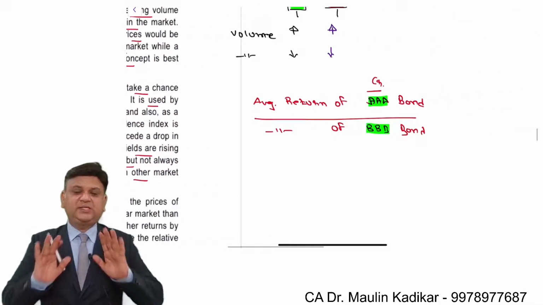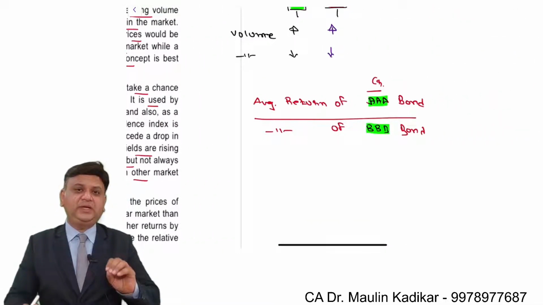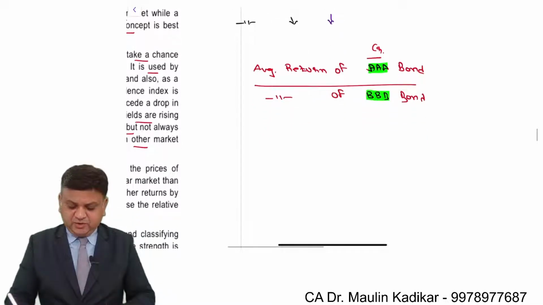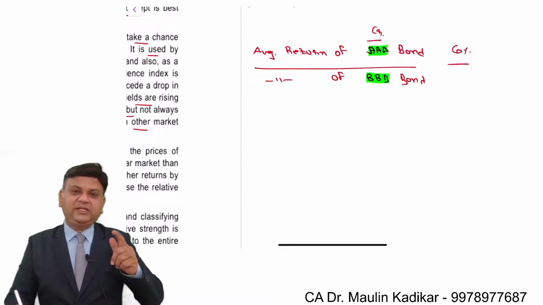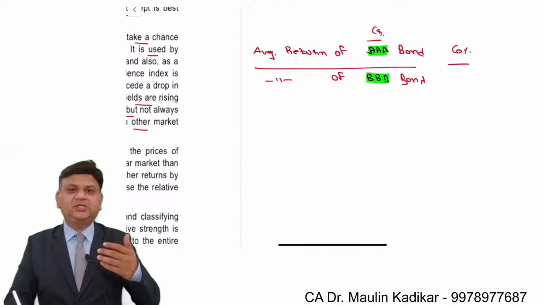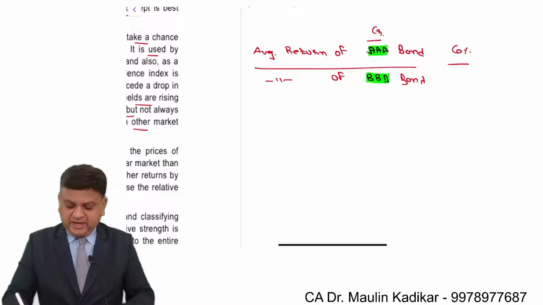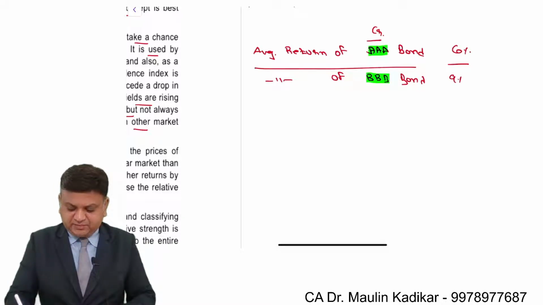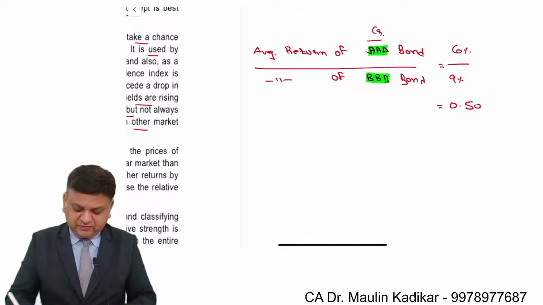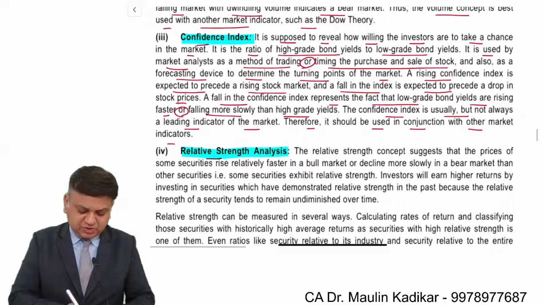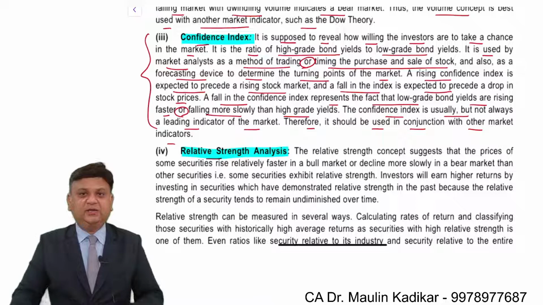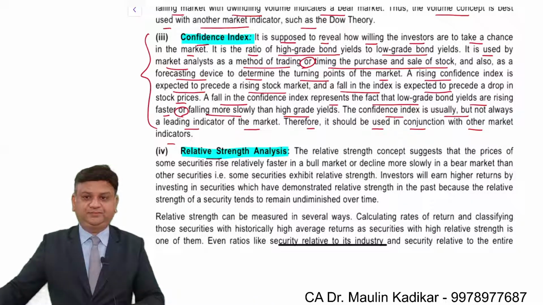So what happens is that you take 10 AAA rated securities and you find their return. Let us say it is 6%, and you take 10 securities of the BBB rating and you find their return, let us say it is 9%. Then in that case this ratio is 0.75. This is the way the ratio is calculated, and with the change in the ratio, you will have this kind of future indication.